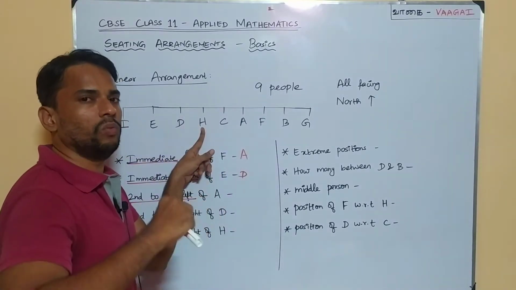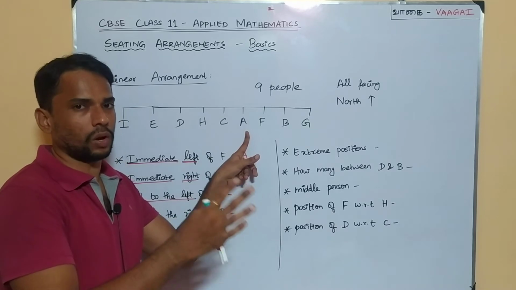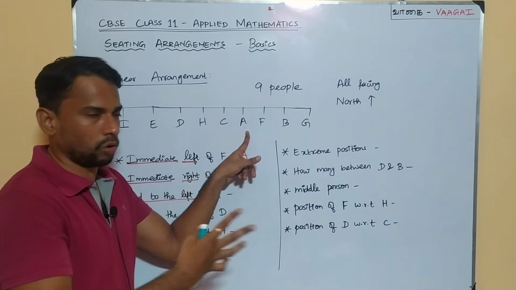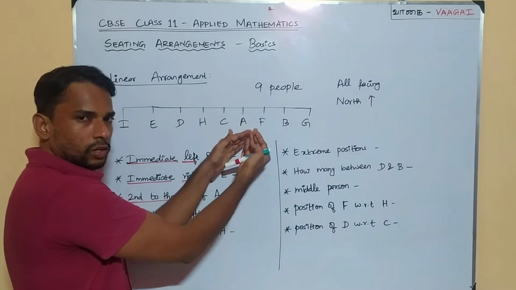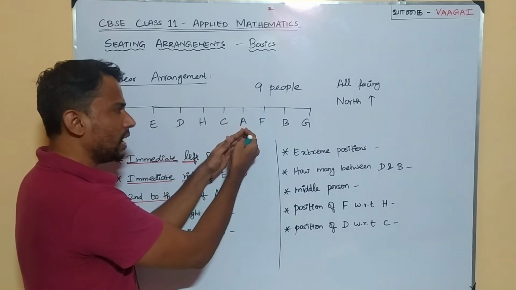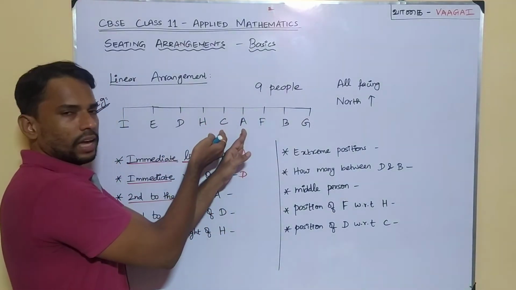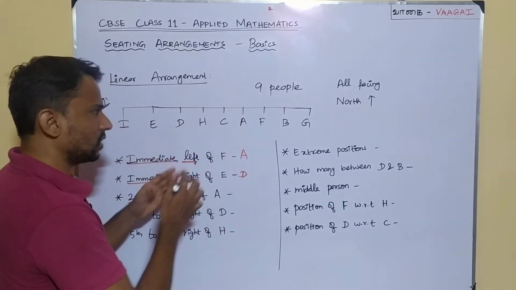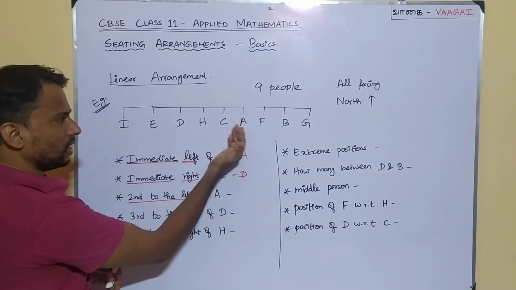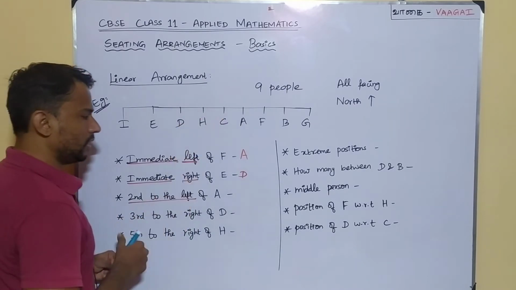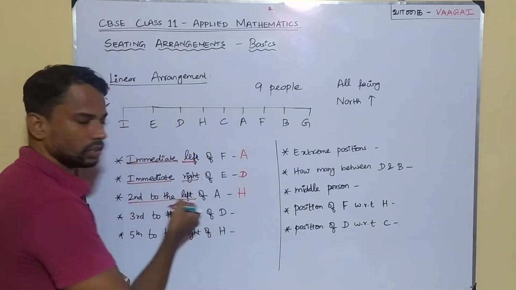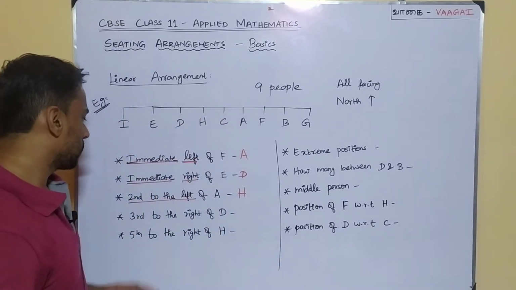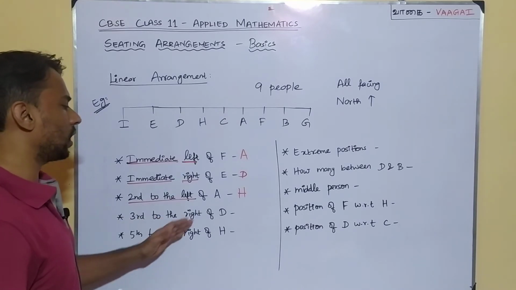Please don't count from A itself. That will be a wrong approach. For second to the left of A, we have to leave A, and from A we take like this: C is the first person and H is the second person. That is the way we have to do our counting. So second left of A will be the person H, and H is going to be the answer for this third puzzle.